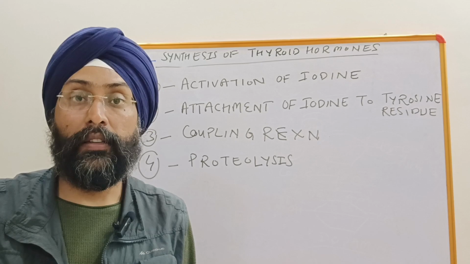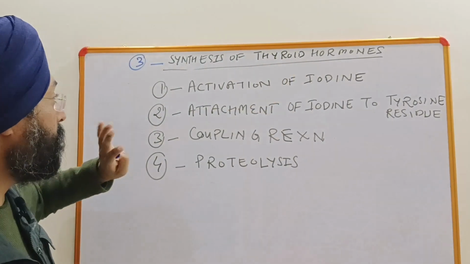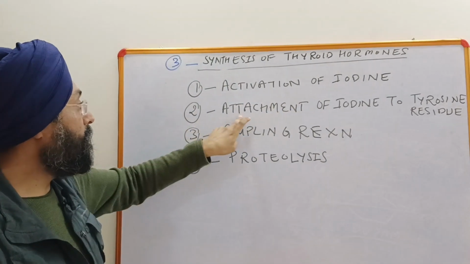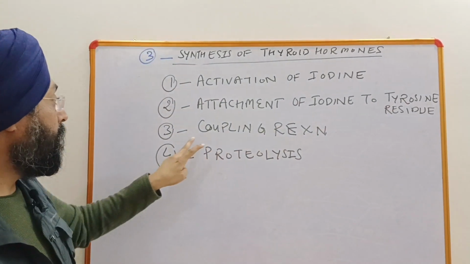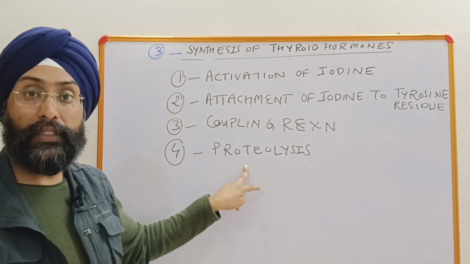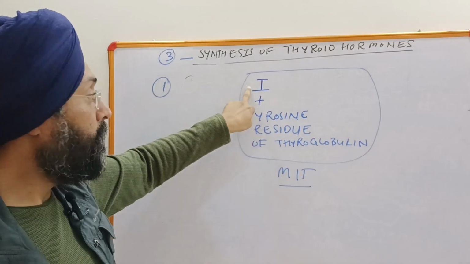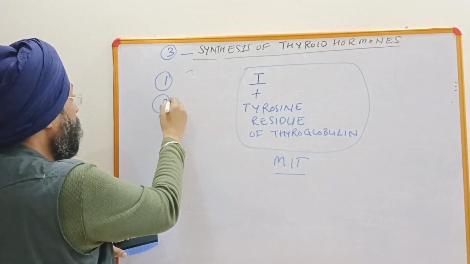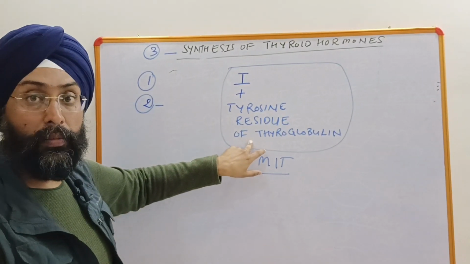Now coming on to the third specialized product, that is thyroid hormones. There are four steps. First is activation of iodine, right? The second is attachment of iodine to the tyrosine residue, right? The third is the coupling reaction, and the fourth step is final proteolysis. Now the first step was activation of iodide. Now the iodide is activated. Then in the second step, it is attached to the tyrosine residue of thyroglobulin, right?